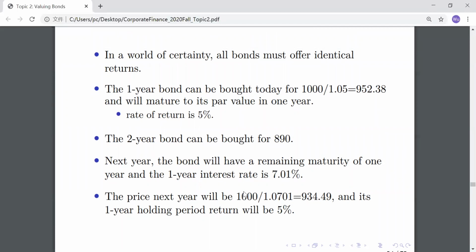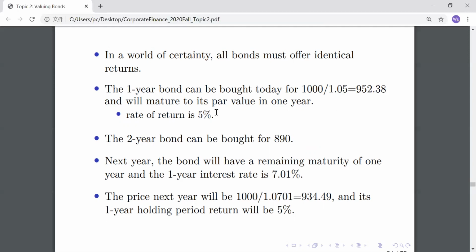Now, suppose the 1 year bond could be bought today for how much? So this is $1,000, the par value, divided by 1 plus the discount rate of 5%. So this is the price. And then this 1 year bond will mature to its par value in 1 year. Therefore, here the rate of return is 5%. Now we're going to show this 5% actually applies to any bonds here.